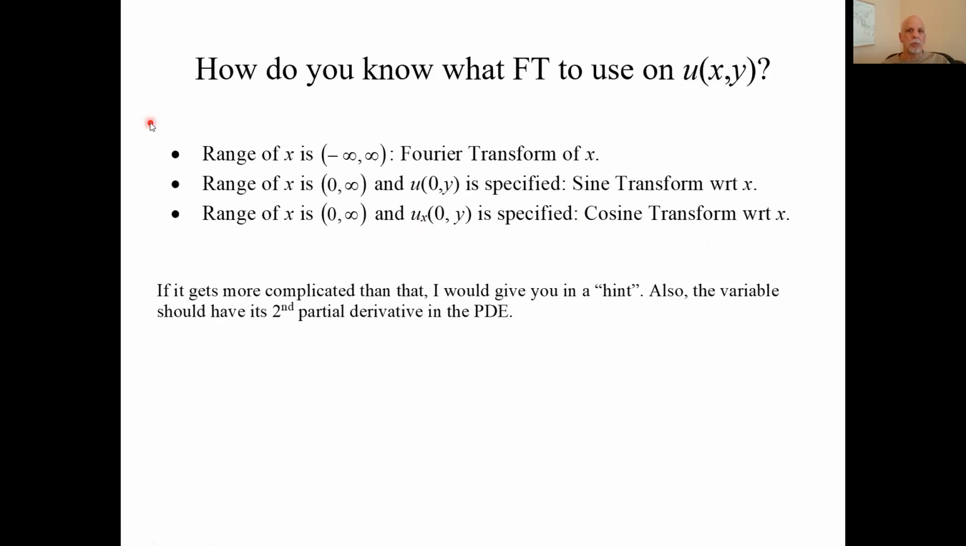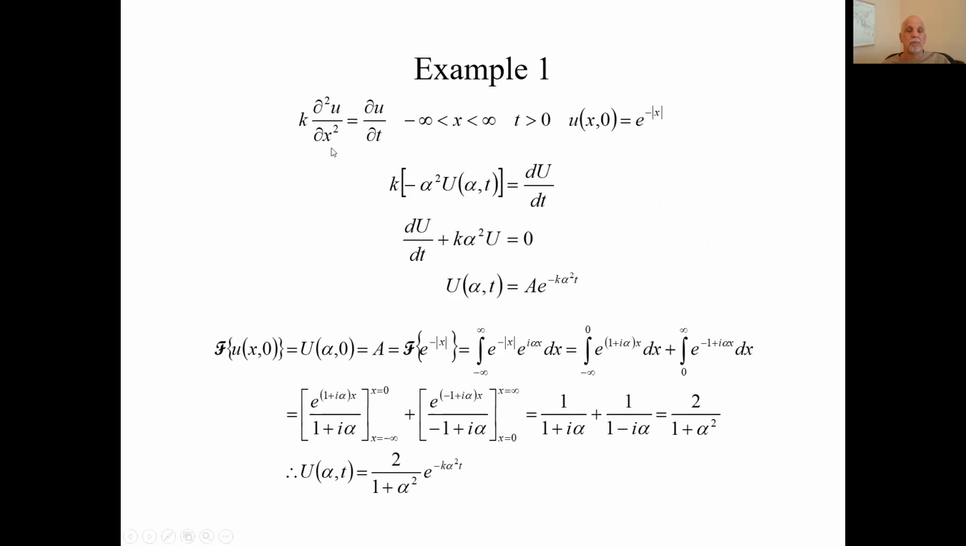I allowed my students to put this on a formula sheet, and I told them if it got more complicated than that, I would give them a hint. Let's do another example. First, it's easy to see which variable we're going to use, because x shows up as a second derivative and t only as a first. That gives it away in this case. We're going to take it with respect to x. And since its range is the entire real line, we're going to use the full Fourier transform.